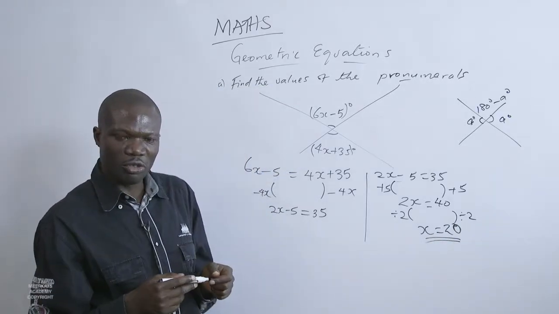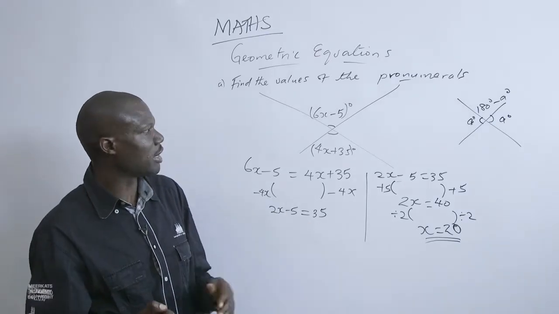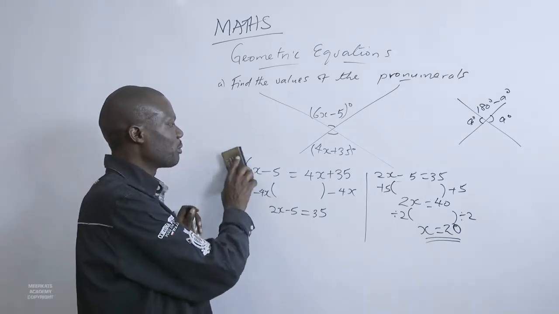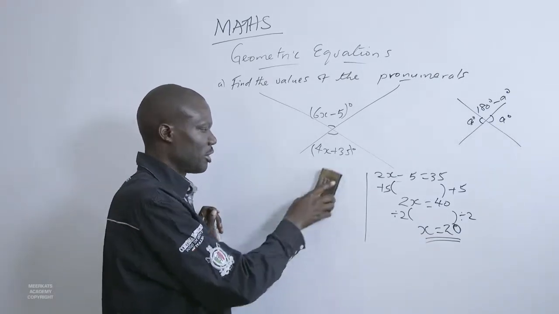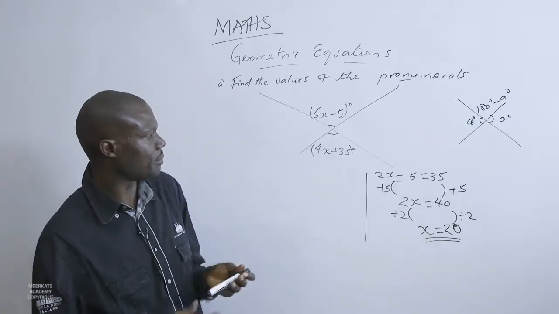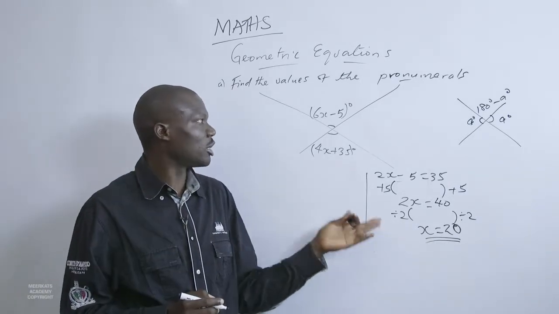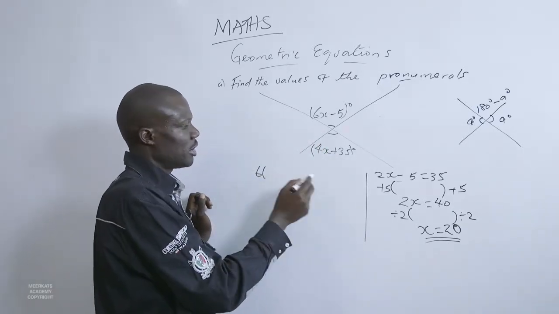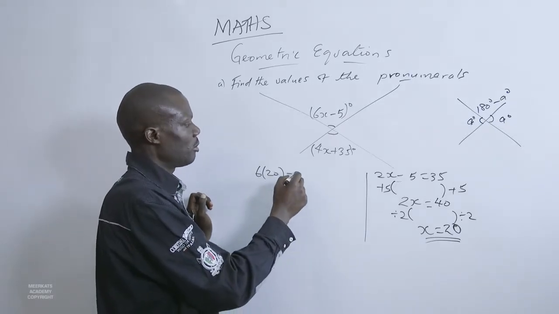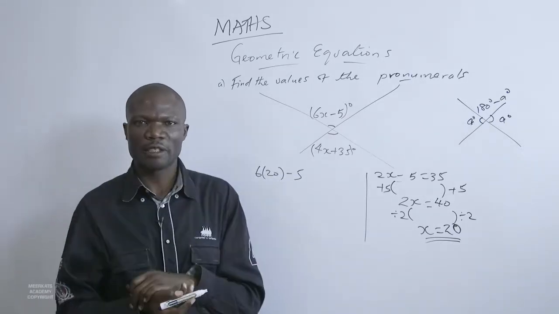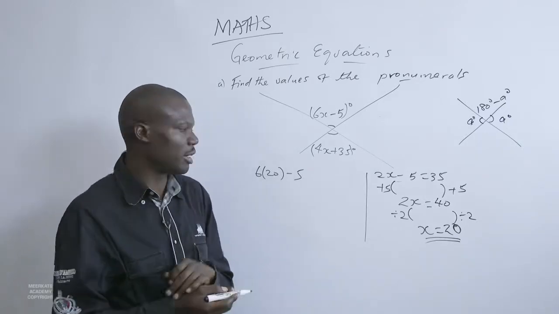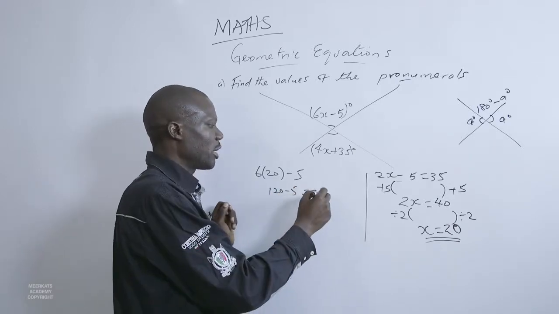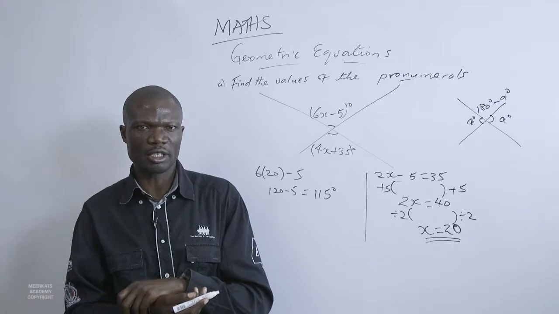So we have been able to find the value of x as 20, and we can always go back and check whether our answer is correct or not. Take x as 20 and replace it there. You'll find that 6 times x, where x is 20, minus 5. 20 times 6 is 120, minus 5. This gives us 115 degrees. That is the size of that angle.